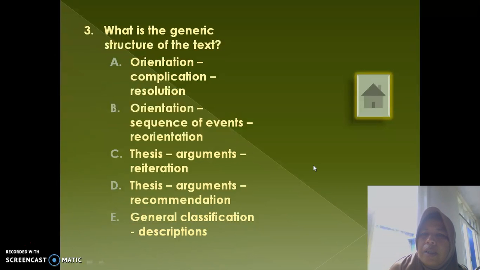And then what is the generic structure of the text? Is it A? Is it B? Is it C? Is it D? It is. Yes, it is D.